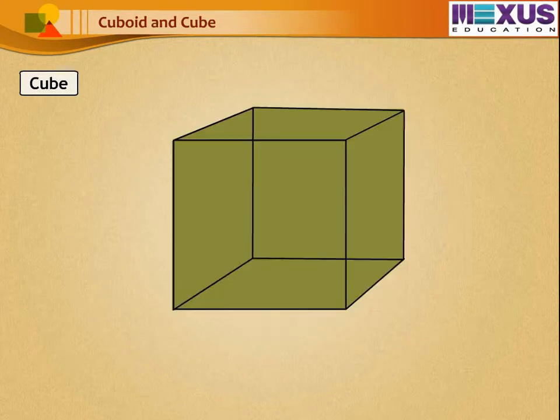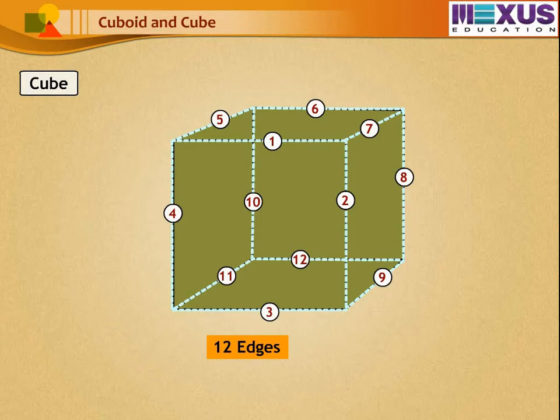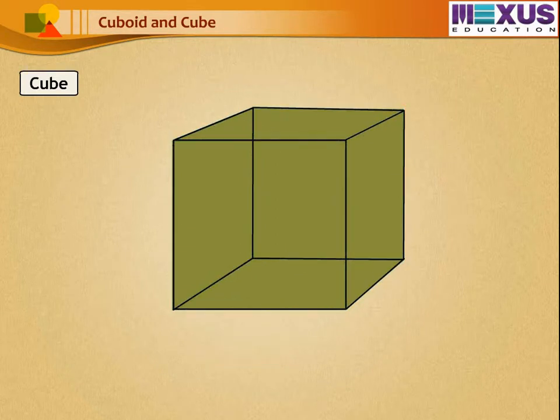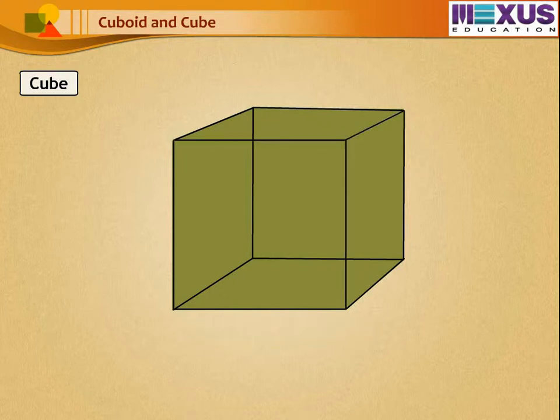A cube is a three-dimensional figure which has 6 faces. Each face has 4 edges and is a square. It has 12 edges. It has 8 vertices, corner points, and at each vertex, 3 edges meet. It is one of the platonic solids.